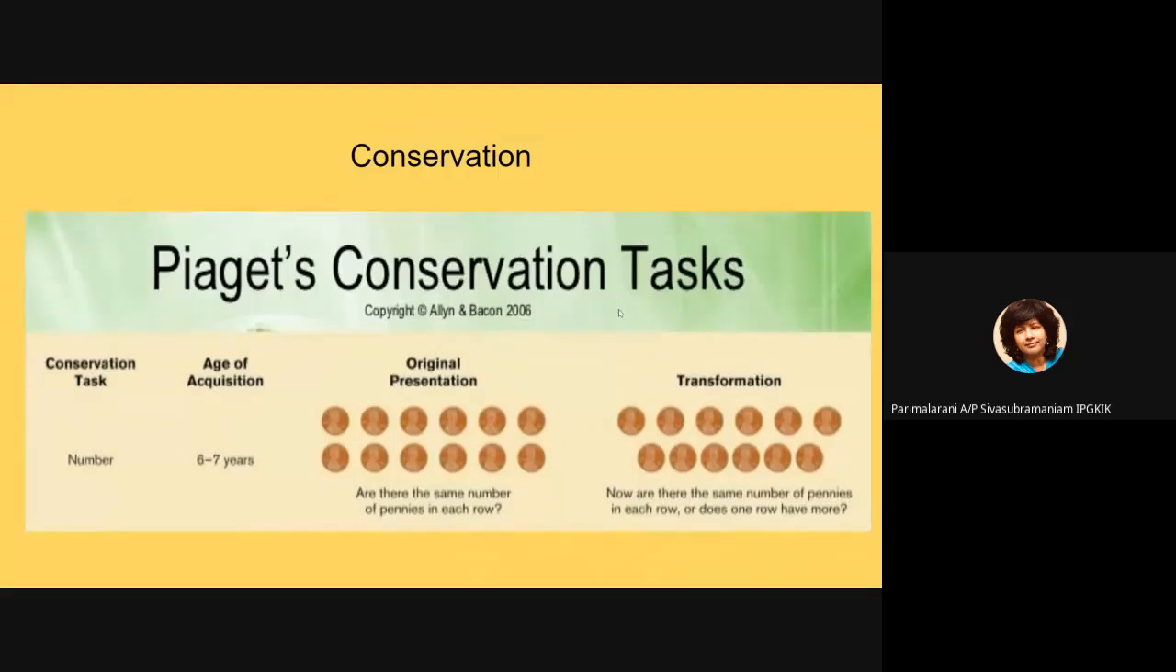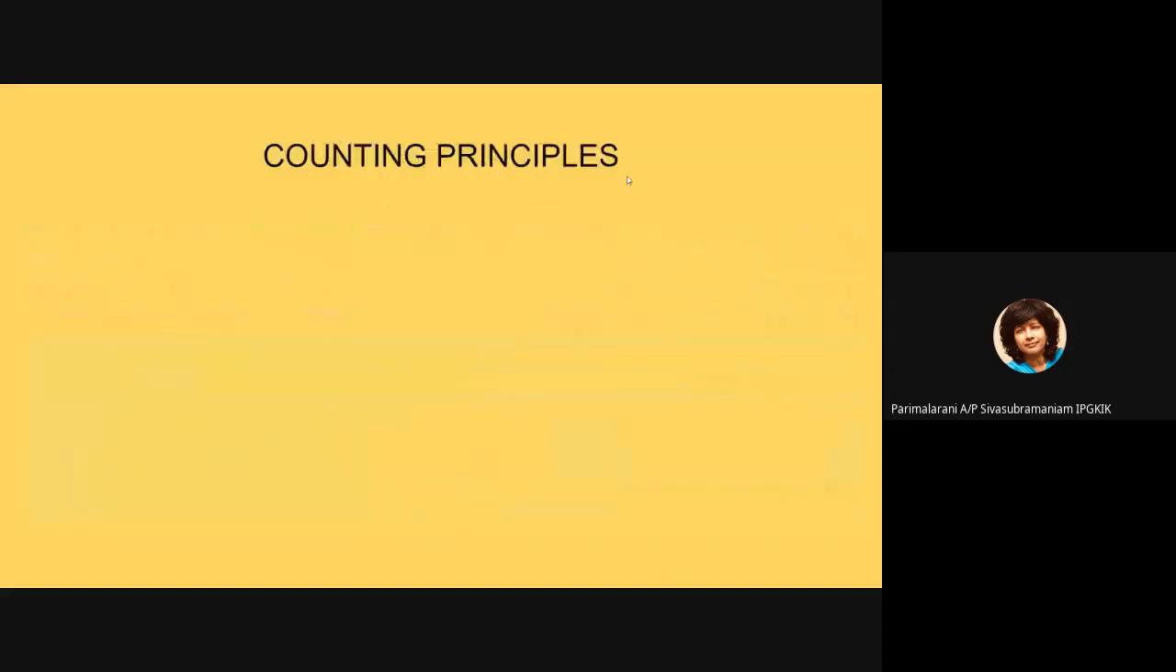So as a teacher, you must watch when the children are doing activities, whether they can conserve or cannot conserve. If they cannot conserve numbers, then you must give them extra work to help them master conservation of numbers. Okay, so far okay?